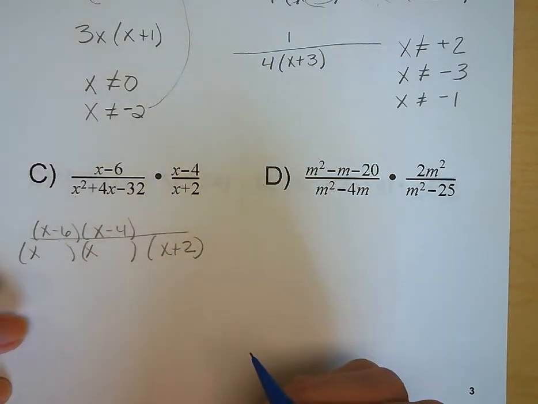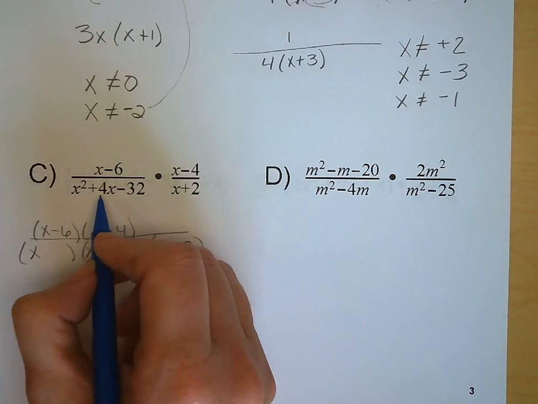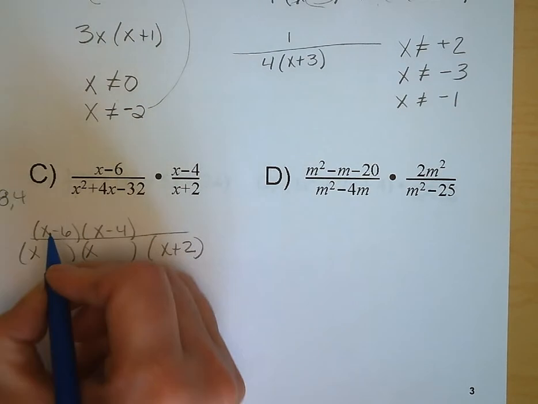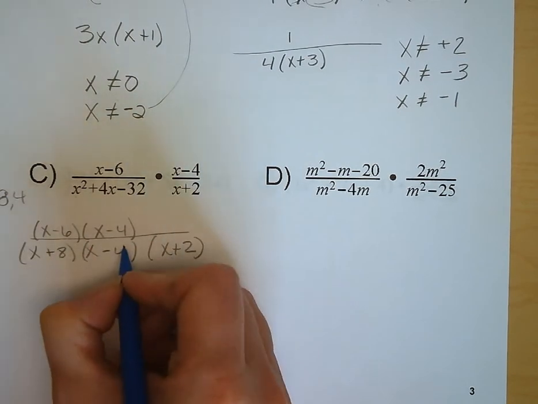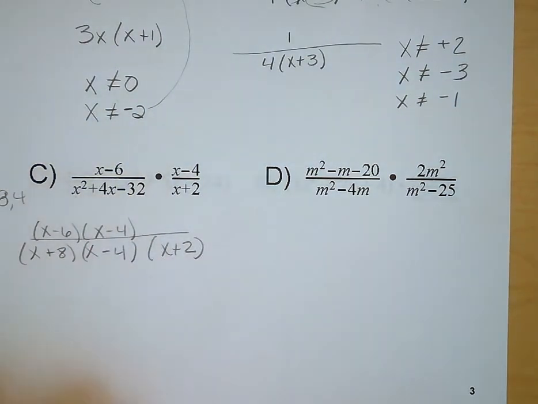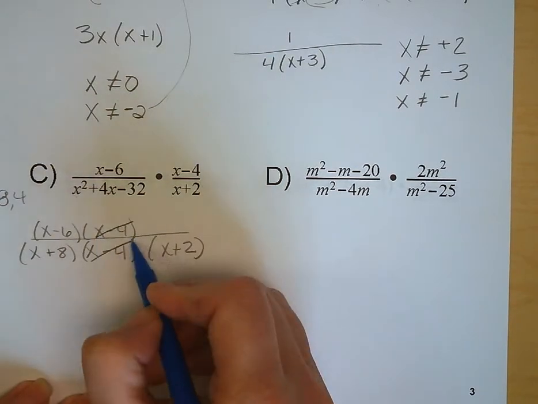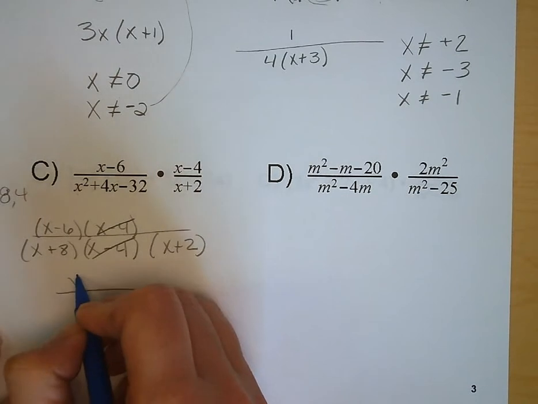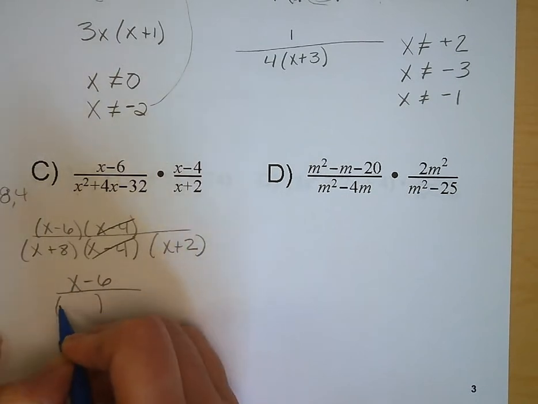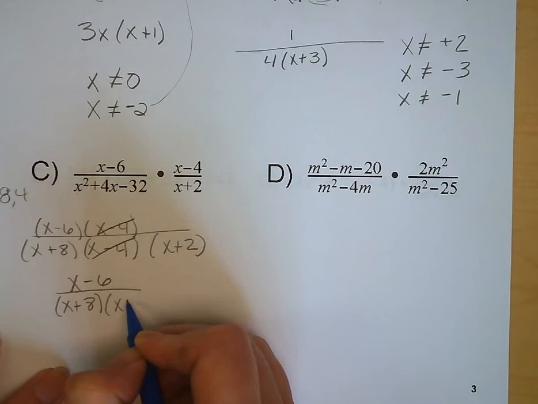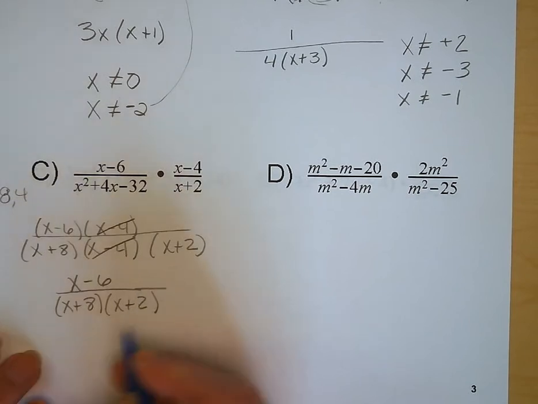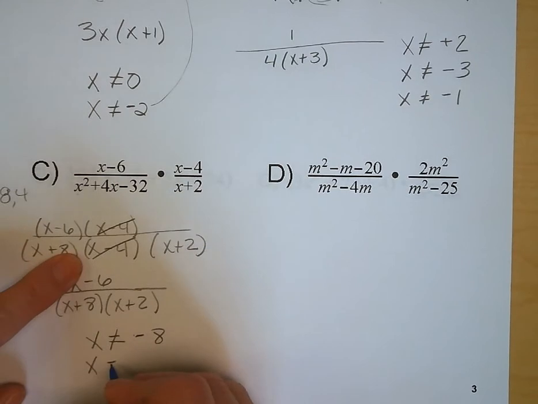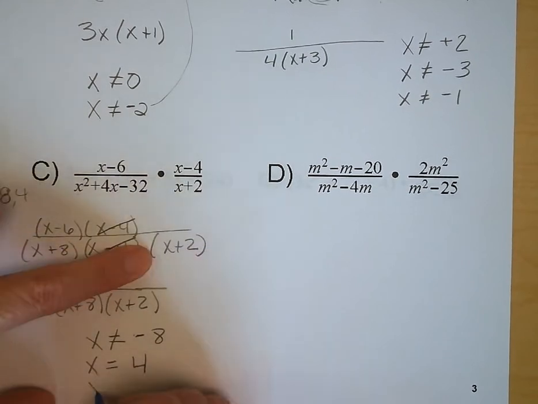Now we're looking for factors of -32 that add up to 4. So that would be a +8 and a -4. x plus 8, x minus 4. So now let's look to see what can cancel out. x minus 4 cancels, and it looks like that's it. So we have x minus 6 over the quantity x plus 8 times the quantity x plus 2. And our excluded values are anything that makes the denominator 0. So we have -8, we have a 4, and we have -2.